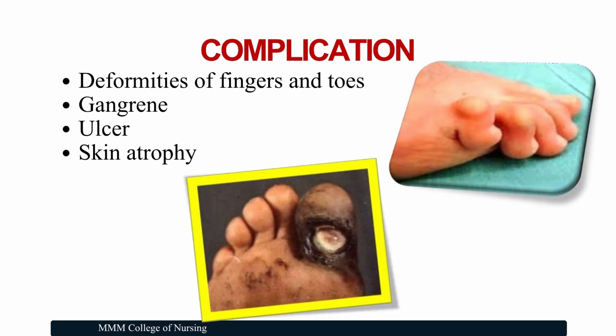Okay, next one is complications. If Raynaud's is not managed properly, it leads to complications. So what are the complications? Deformities of fingers and toes, from repeated ischemic damage. Then skin atrophy, where the skin becomes thin and fragile. Then ulcers from skin breakdown due to poor blood supply, and gangrene when tissue dies completely from prolonged ischemia.